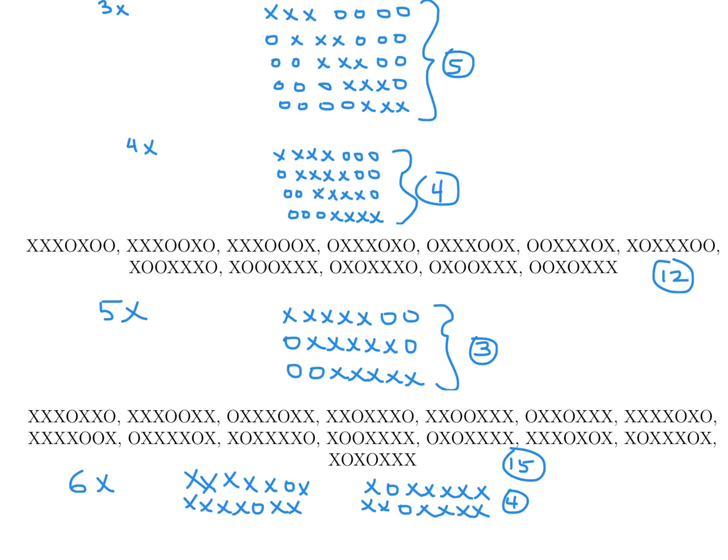So 5 plus 4 is 9, 9 plus 12 is 21, 21 plus 3 is 24, 24 plus 15 is 39, and 39 plus 4 is 43. Therefore, 43 is the answer to this question.